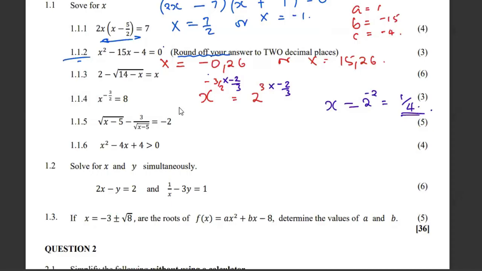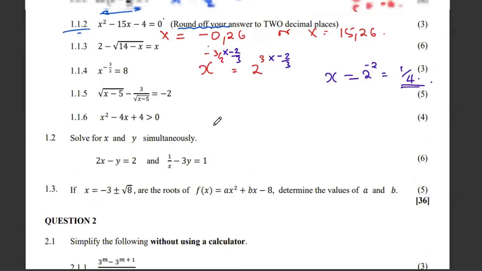1.1.5, why does this paper look familiar?